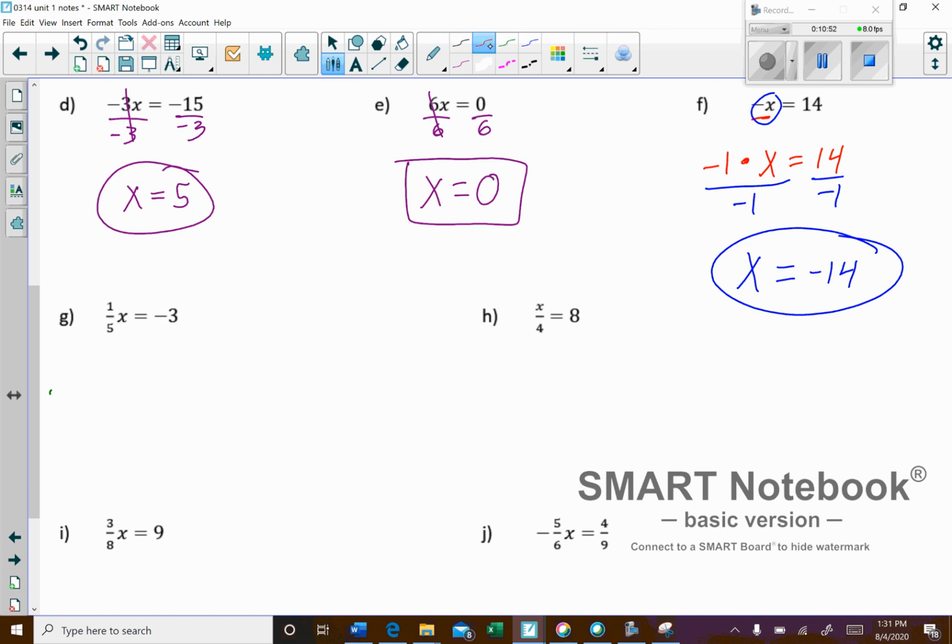Okay, so if we look at G, we have 1/5 times x is equal to -3. That's the same thing as x over 5 if you want to write it that way. You could leave it as 1/5 if you want. But to nullify that divide by 5, we're going to multiply both sides by 5. That will cancel this out and leave me with x equals, then -3 times 5 will be -15.